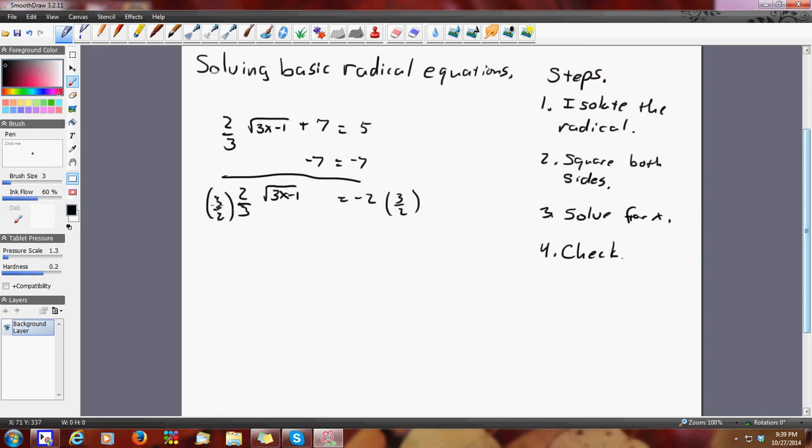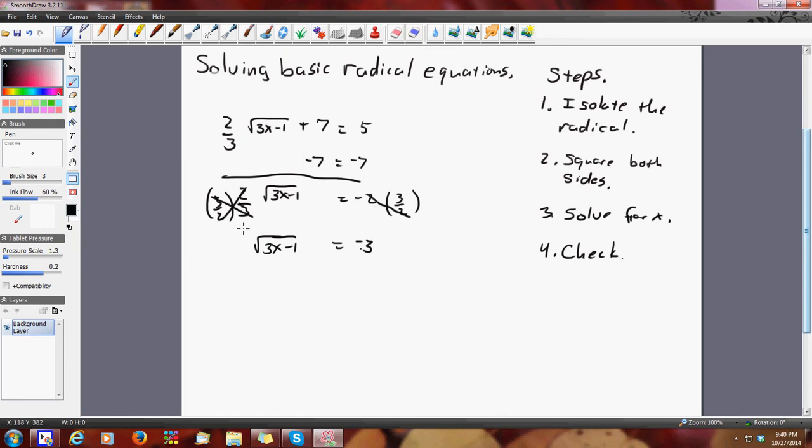So I'm going to multiply by 3 halves. I do that because 3 times 2 is 6, and 2 times 3 is 6, and so they cancel out. And so I'm left with radical 3x minus 1 equals negative 2 times 3 is negative 6 over 2. And negative 2 goes into negative 6 negative 3 times. So I'm going to just write that in.